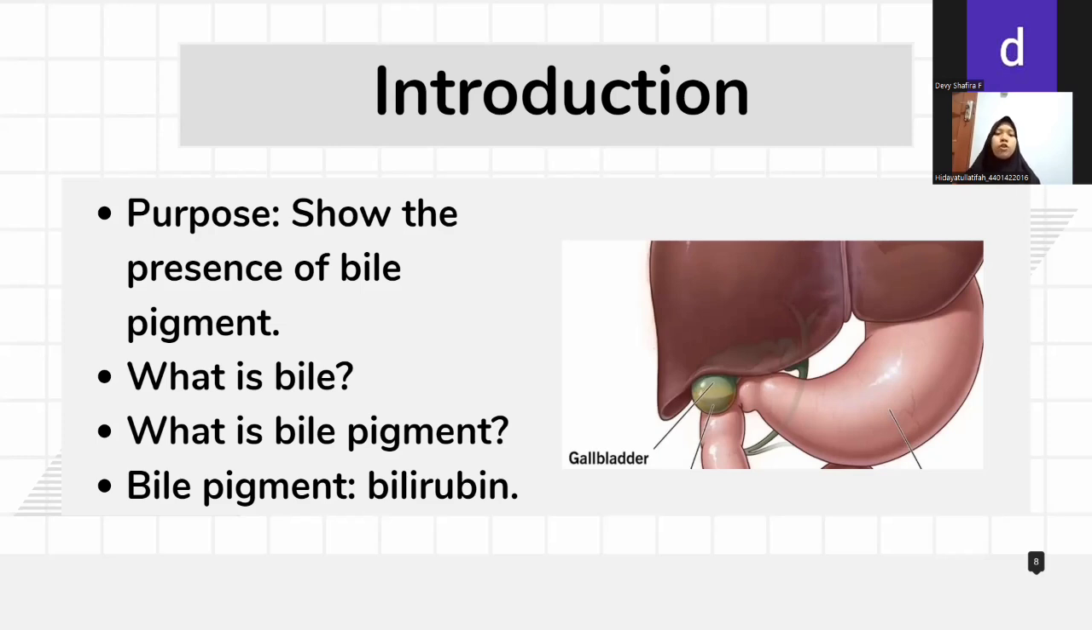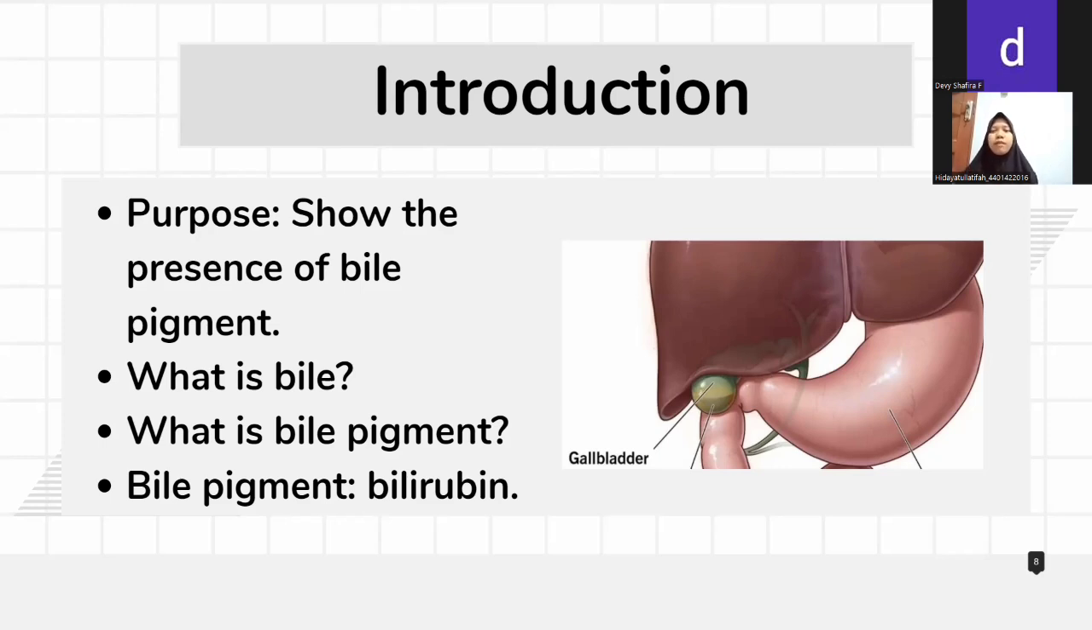Before that, do you know what bile is? Bile is a mixture of secretions and excretions produced by the liver and stored in the gallbladder, which is then channeled to the duodenum. The secreted material is in the form of bile salts, and the excreted material is in the form of bile pigments and cholesterol.